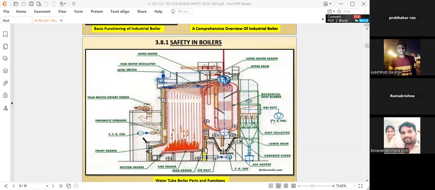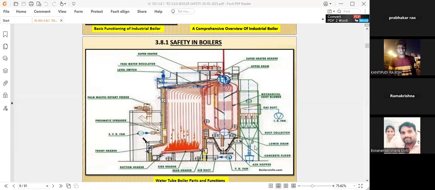See, this is the ID fan and the FD fan. FD fan means forced draft fan, which supplies air for the burning. ID fan is the induced draft fan. The forced draft fan sends air in, and the ID fan takes the flue gas out.